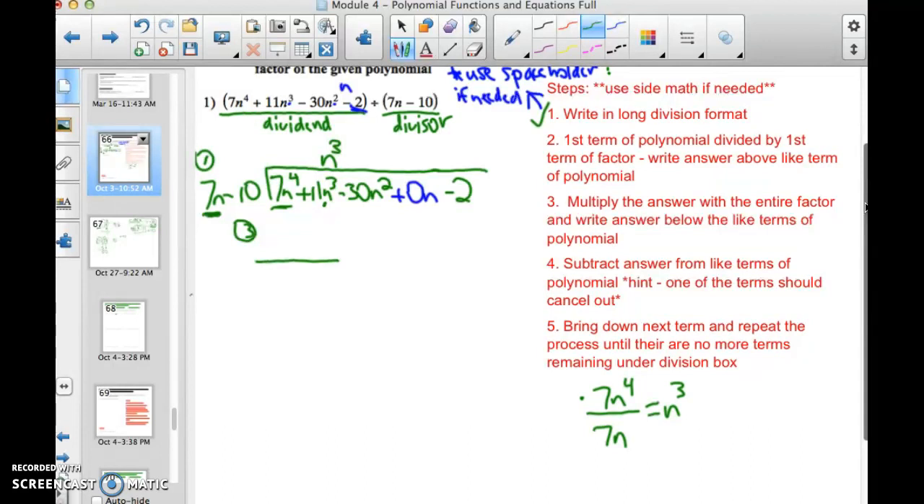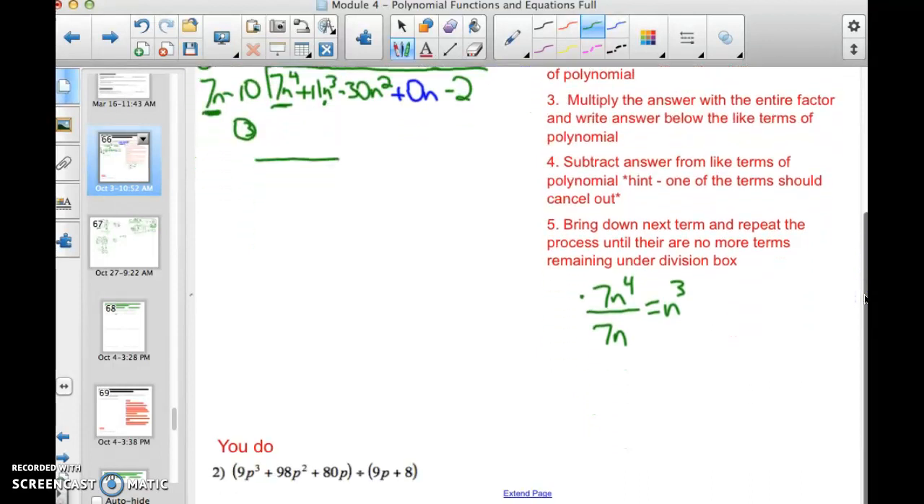Now, n cubed times 7n, and this is the math I'm actually doing. N cubed times 7n, I'll put it over here. N cubed times the factor 7n minus 10, alright? That's the math I'm doing, back and forth. I would strongly suggest that you do this side math. I know it's tedious, but it'll help you be successful in the long run. N cubed times 7n is 7n to the fourth, and then n cubed times negative 10 is minus 10n cubed.